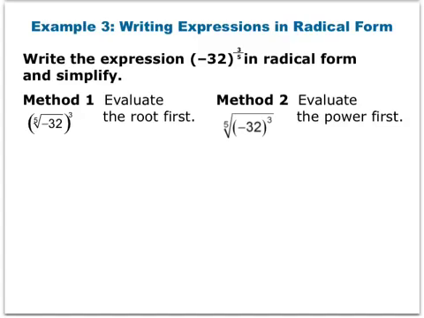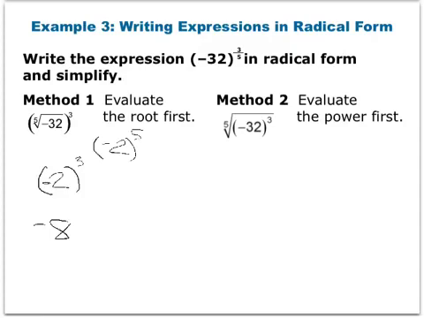All right, write the expression negative 32 raised to the 3/5 in radical form and simplify. We have 2 methods to do these, and we'll do them each time. First, we're going to evaluate the root. So I have the 5th root of negative 32. 32 is actually 2 raised to the 5th power. Mess around with your calculator, and you can figure it out. 2 times 2 times 2 times 2 times 2 is 32. So the 5th root of negative 32 is negative 2. Raised to the 3rd power is negative 8.